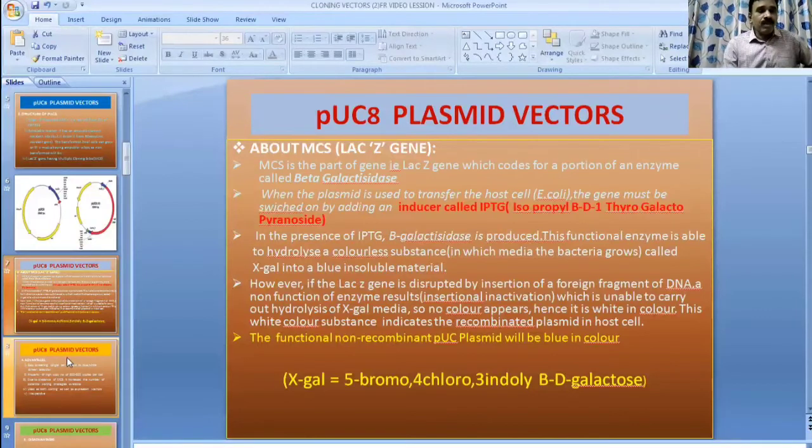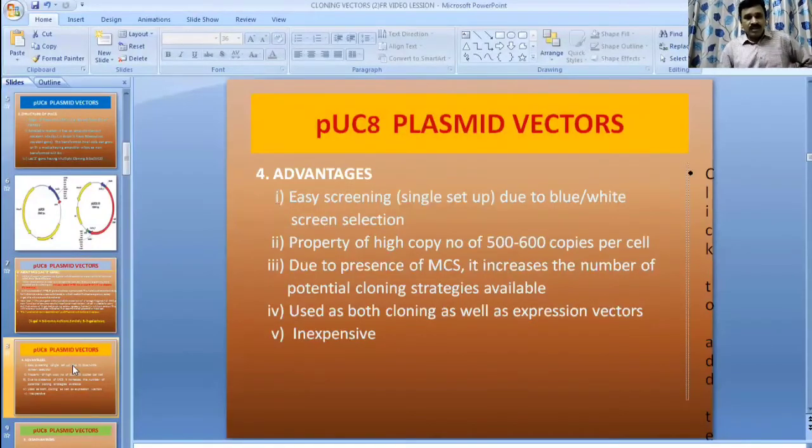Okay. Now, what are the advantages of these pUC8 plasmid vectors? The first one is easy screening due to blue-white screening selection. As I just explained, blue-white screening is a very easy screen for selection. If you select these plasmid vectors, the experiment will definitely complete earlier than with other plasmid vectors, because blue-white screening is the best method to see whether the recombinant DNA is produced or not.